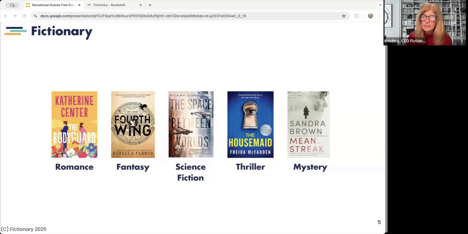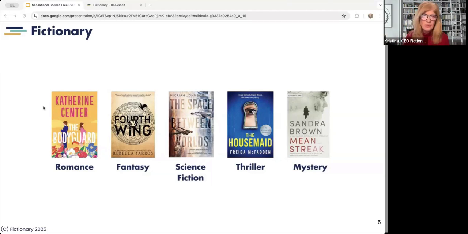Then we have The Housemaid, which is a thriller with contemporary women's fiction. Mean Streak is a mystery with a romance subplot where Emery's the protagonist and Hayes is the main character of the romance subplot. So it's an interesting one because it's multiple points of view, and the protagonist carries the mystery side of the story, and Hayes carries the romance side of the story.